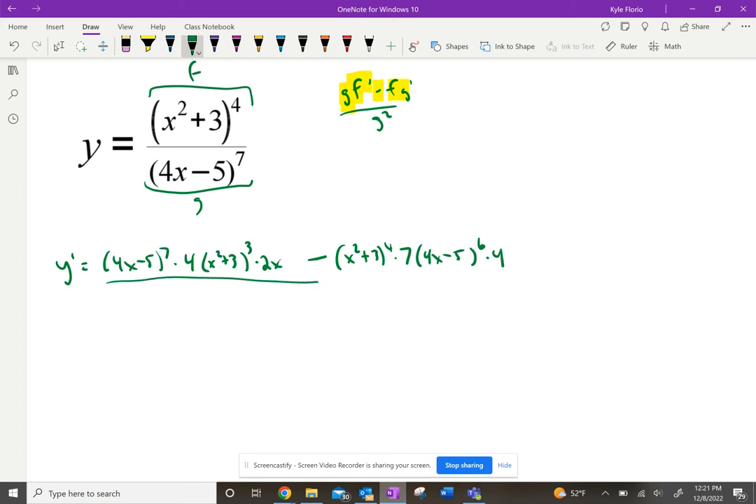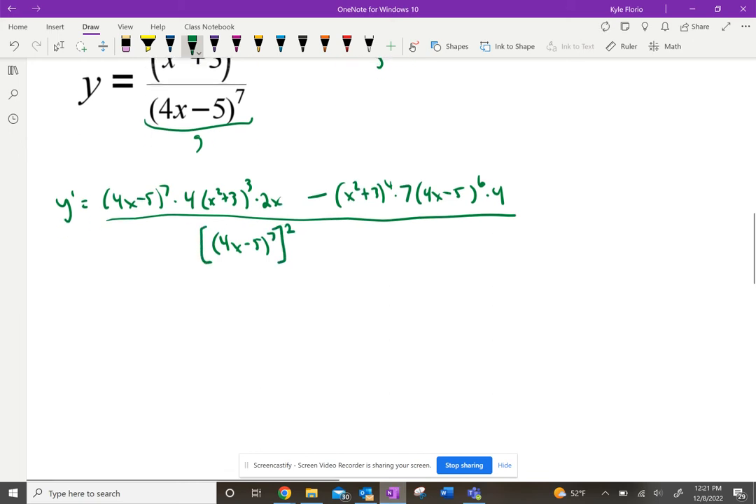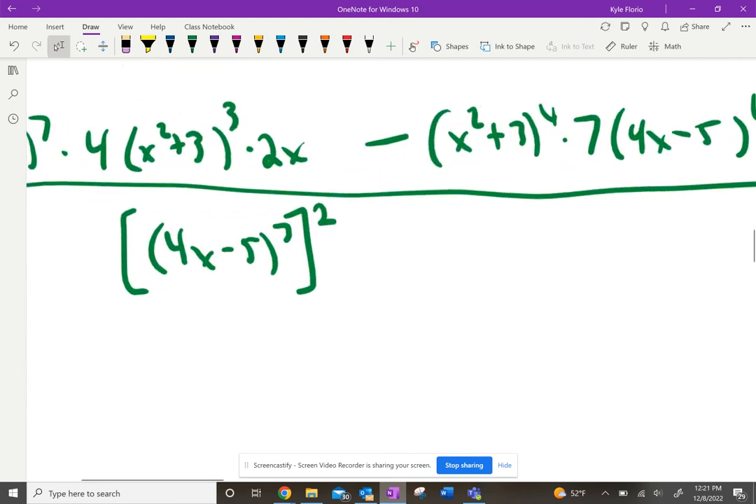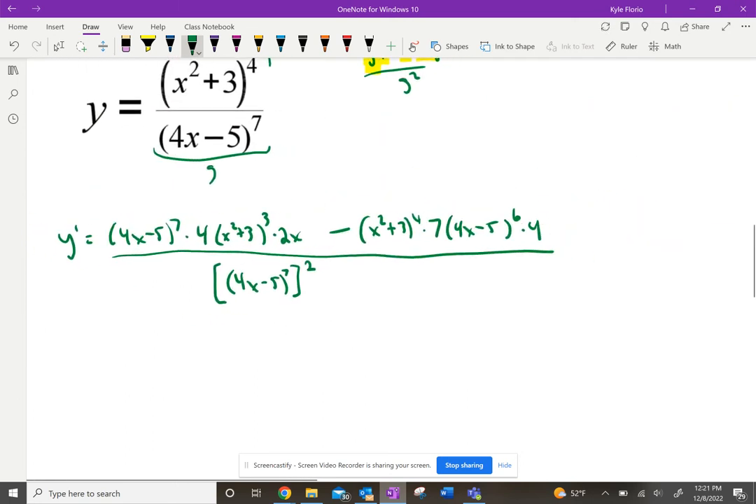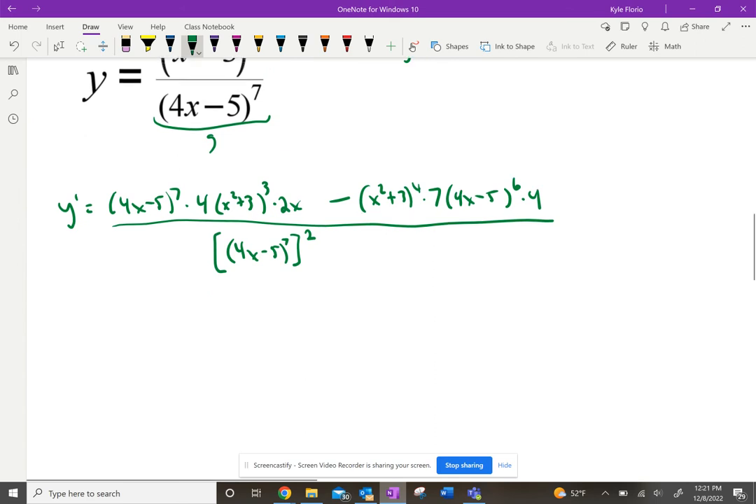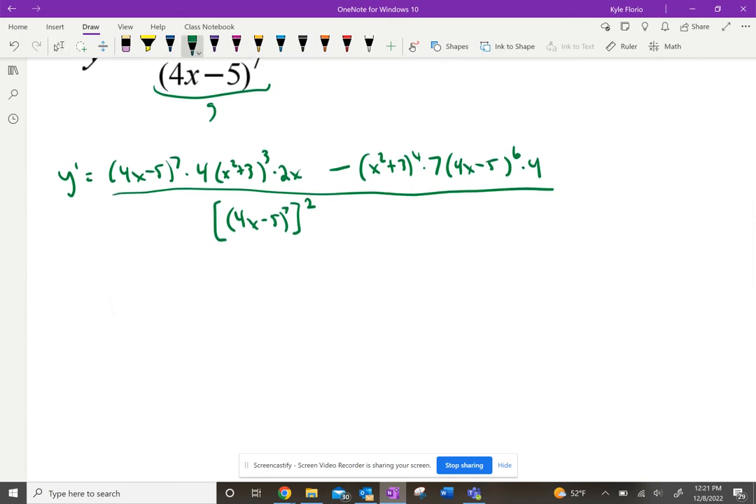All over 4x minus 5 to the 7th. All of that is being squared. This step here you can probably do in your head. Something to the 7th to the 2nd, you're just going to multiply. It's going to be to the 14th power in a second. So we got y prime.